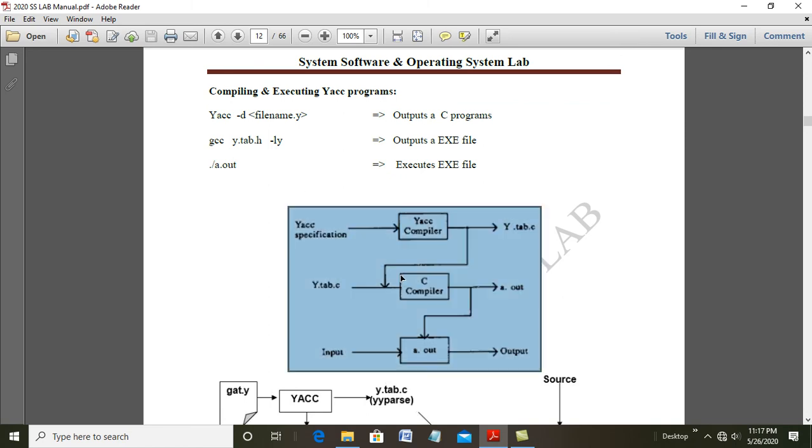And again, this diagram specifies how the YACC process will be implemented, same as your lex. Once you give a YACC program to the YACC compiler, it will generate y.tab.c as an output. That y.tab.c will be given as input to the C compiler, which will generate a.out. And for that a.out, you will give some input, then it will generate an output for the given program. So this gives you a diagrammatic representation of how the flow of execution is implemented for a YACC compiler, right?